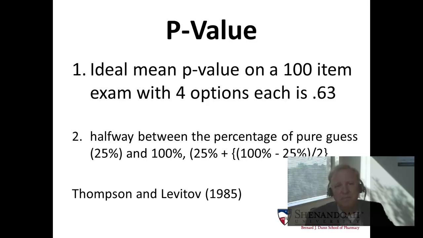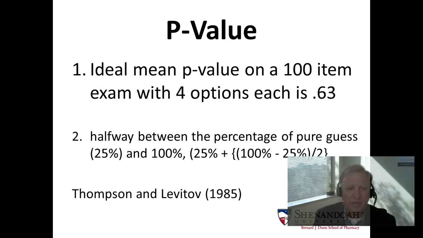So the ideal p-value mean on a 100-item exam with 4 options each would be 0.63. That's halfway between pure guessing and 100%. If there are 4 options, you have a 25% chance of just guessing and getting the correct answer. So the idealized p-value mean would be halfway between that floor of guessing, which is 25%, and 100. It comes out to about 0.63.